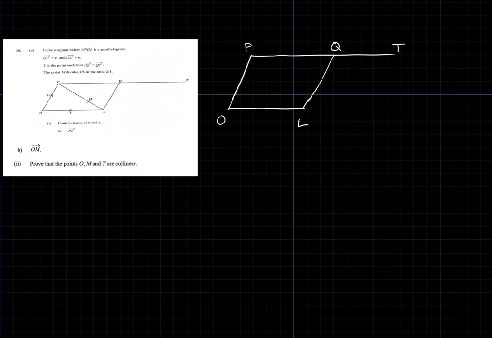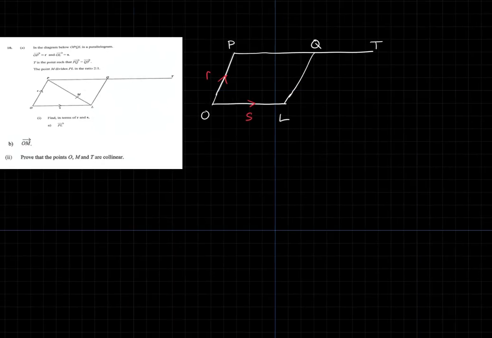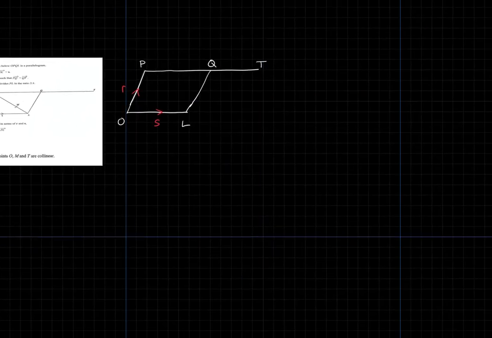And it says OP is R, all right? And then OL is S. Those are represented by the vectors R and S, all right? But it says that it's a parallelogram. And what does that mean? What's a parallelogram?